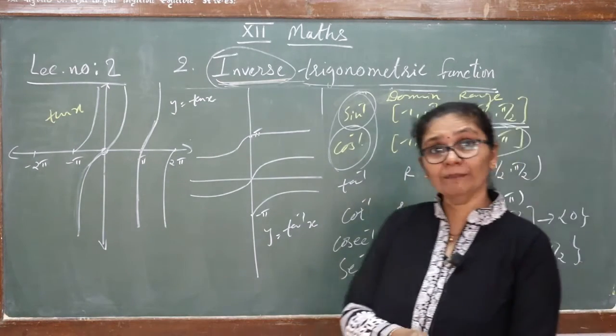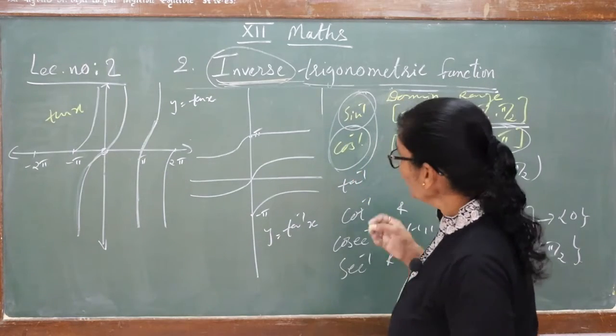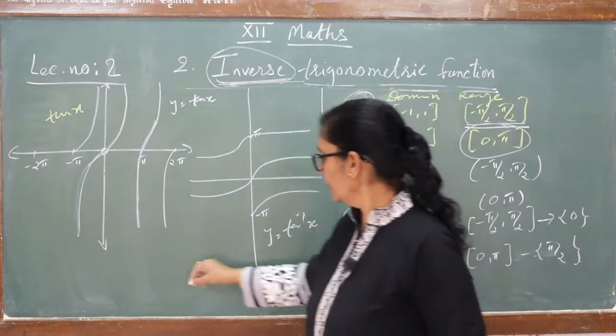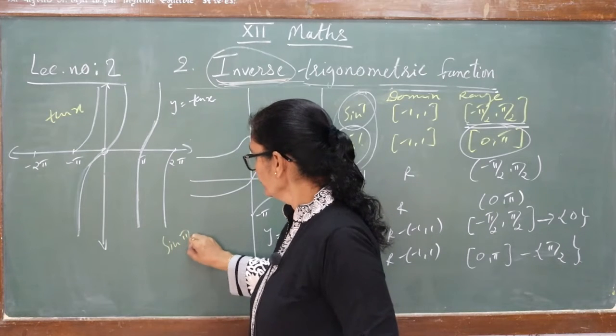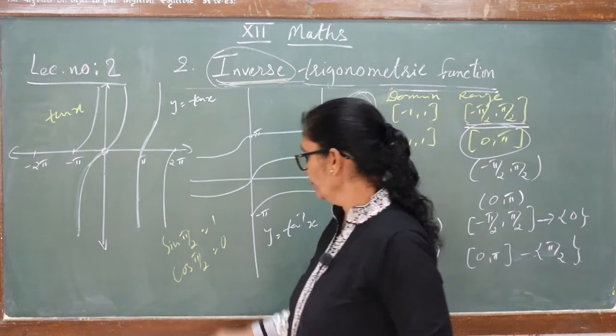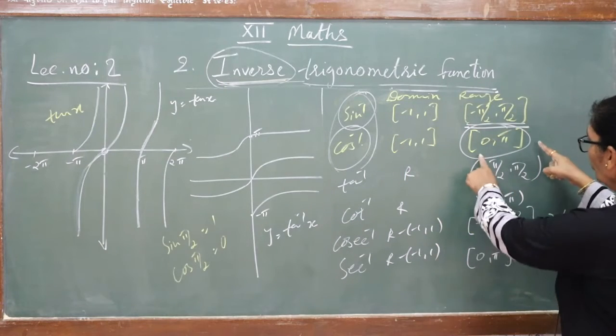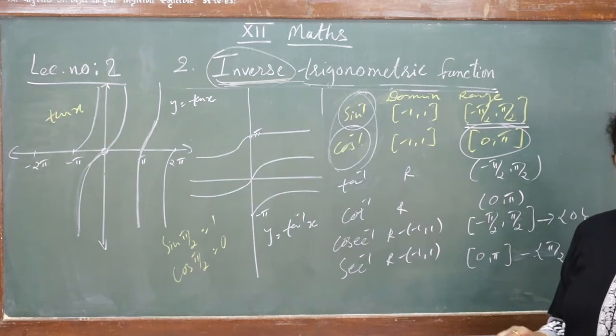Why can we not take pi by 2 and minus pi by 2? See, at pi by 2, what is your value? Sin pi by 2 will be 1 and cos pi by 2 becomes 0. So it is undefined there. So we have taken an open interval, not closed.